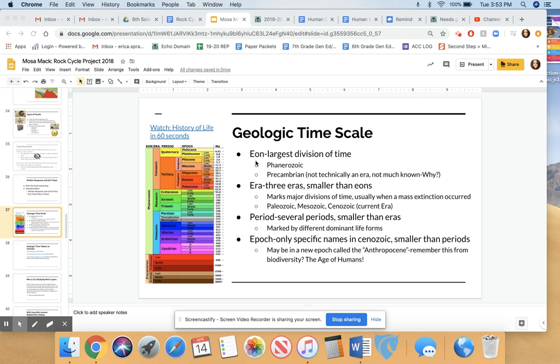Hi, and welcome to our third and final lesson for the MOSAMAC Lesson 2 Extension project. Today we're going to be talking about the geologic time scale and how scientists developed this really cool graphic outlining the history of life on Earth.